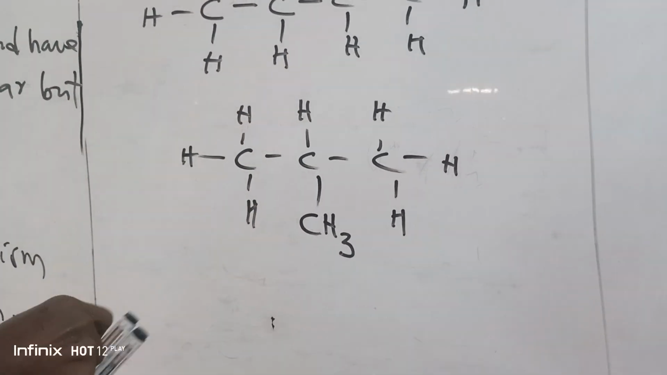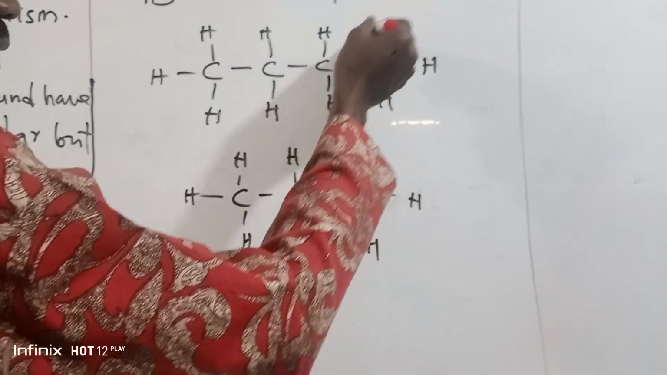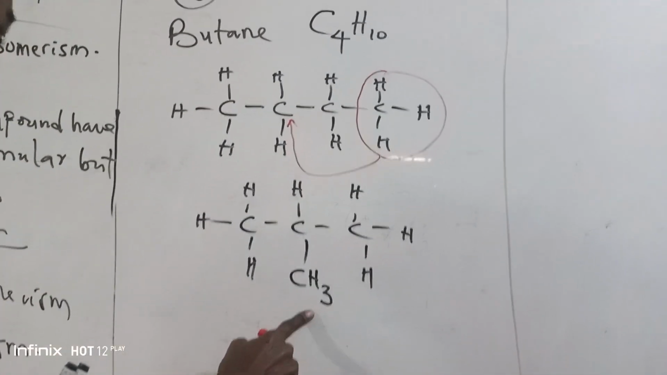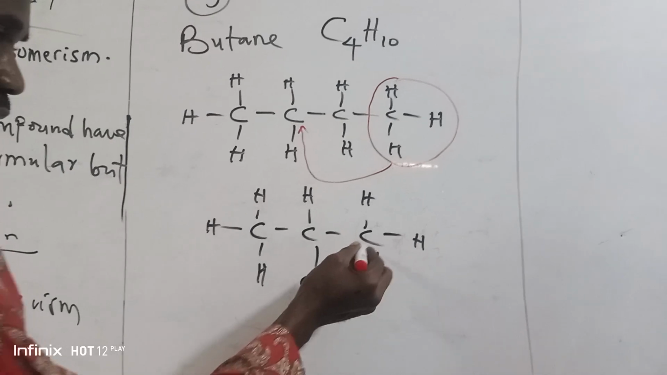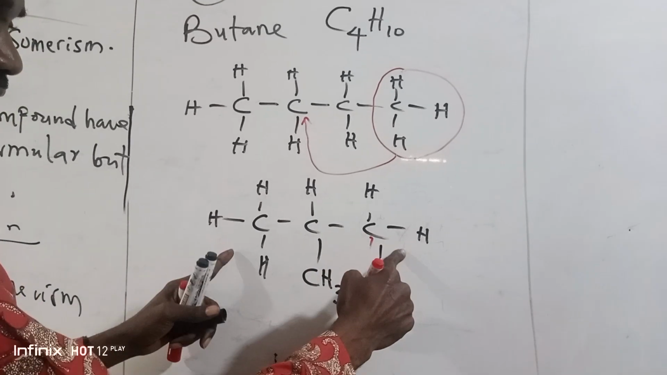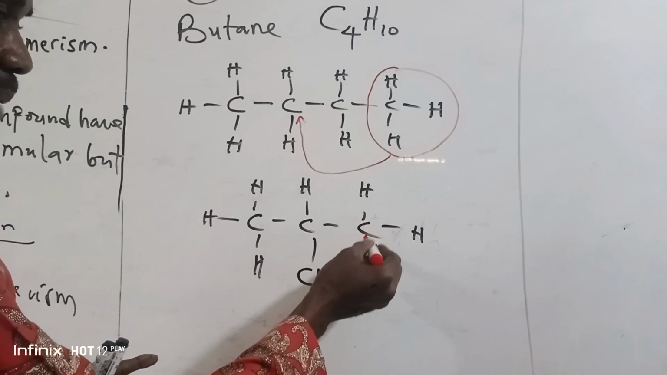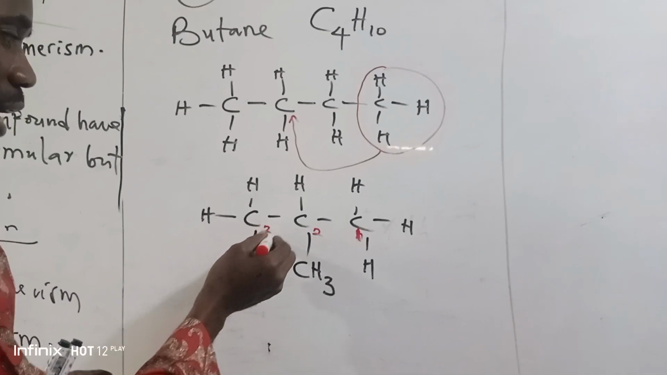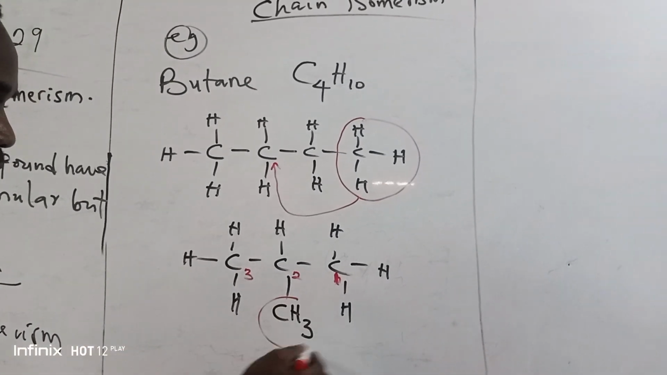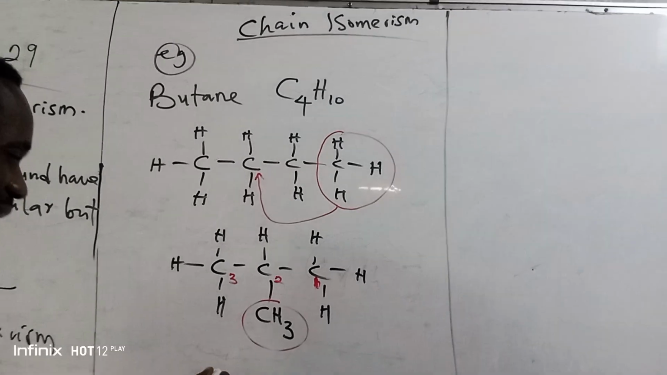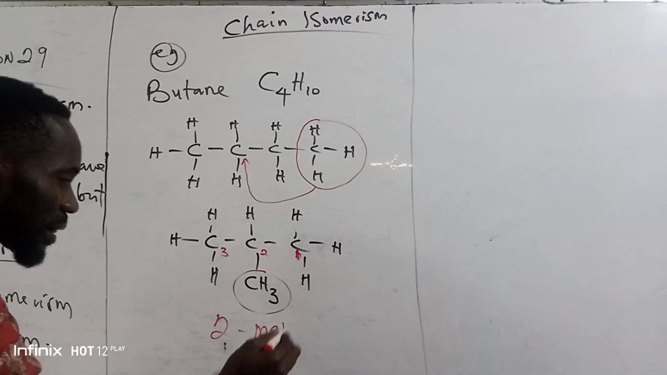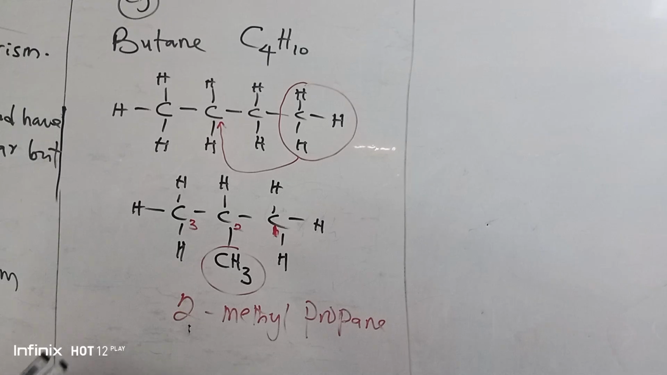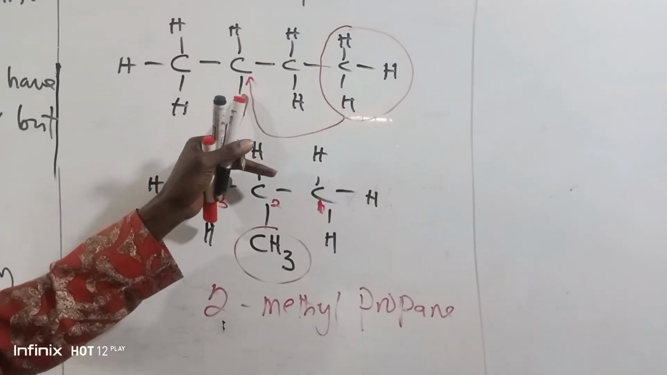If you take a look at it, you find out that this methyl group has been shifted to the second carbon atom, which is what you have here. So what we have here now is carbon number 1. If you start the counting from either side, the central carbon still remains carbon number 2. So at carbon number 2, we have a methyl group. What I have here is 2-methylpropane, in the sense that this methyl group has been shifted to the second carbon atom.